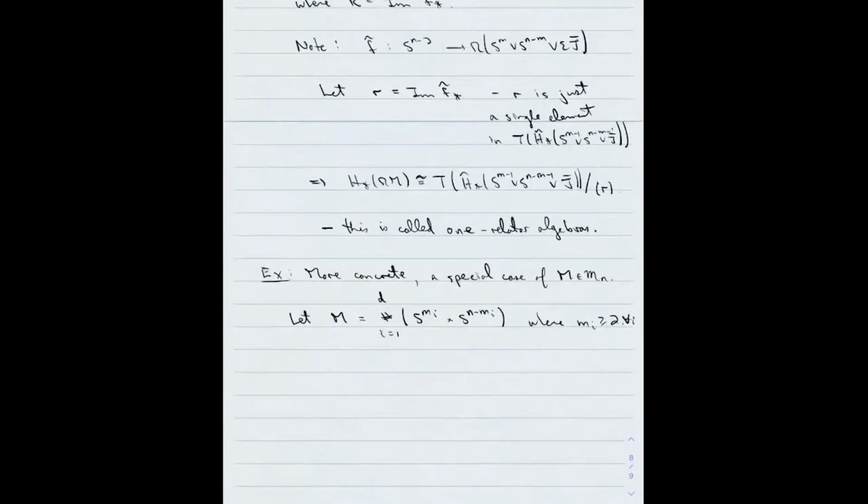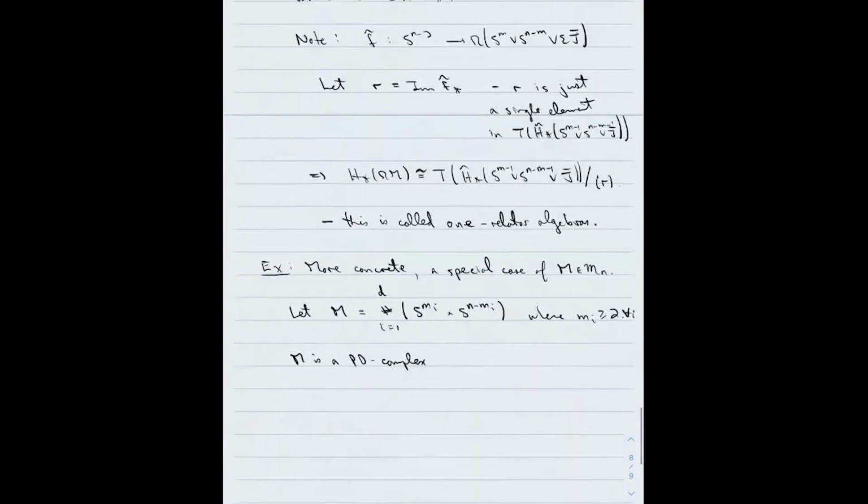Now M is a Poincaré duality complex. And it's a special case of this class of Poincaré duality complexes that have good loop space splittings that we've been considering.